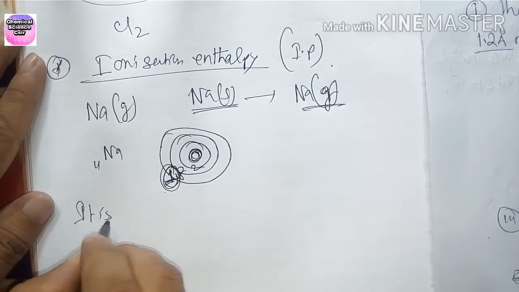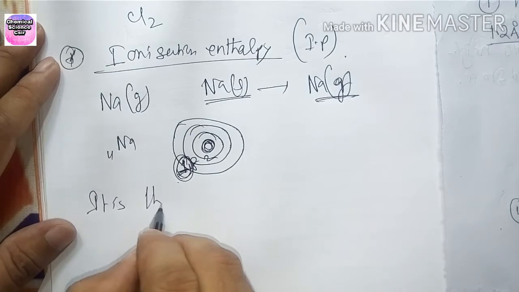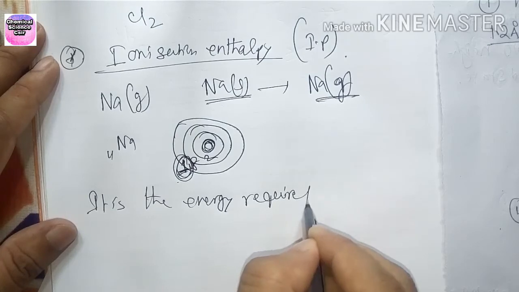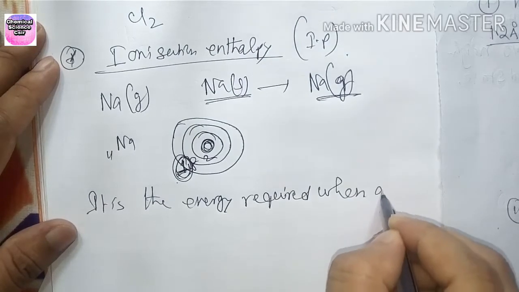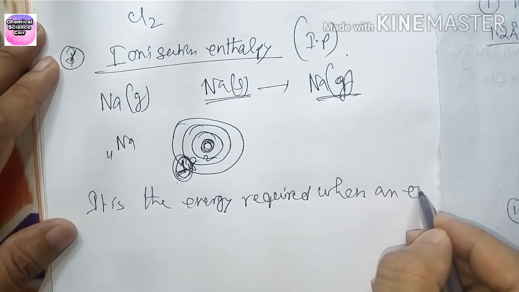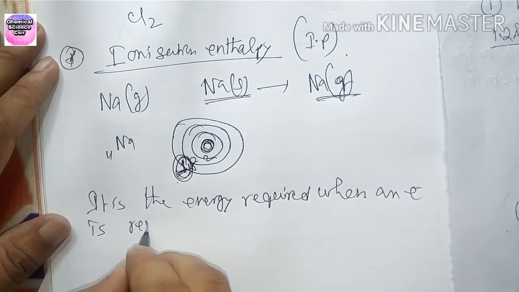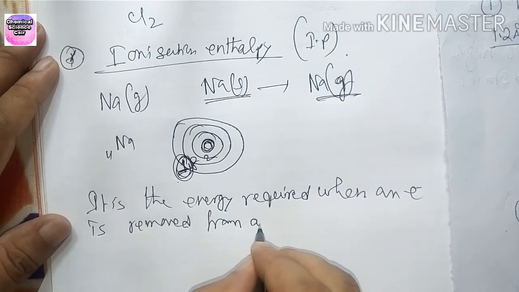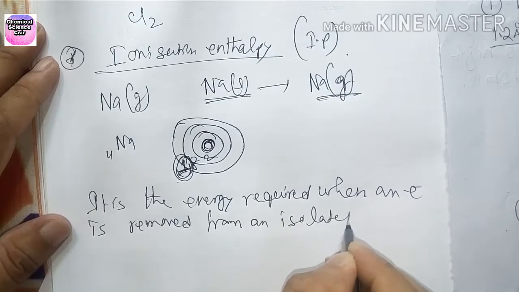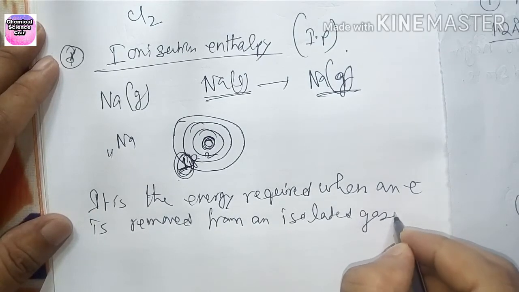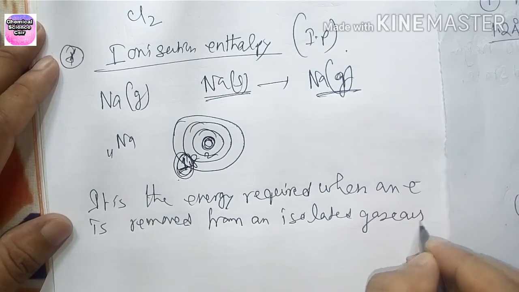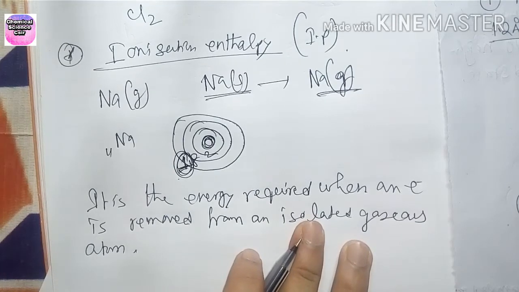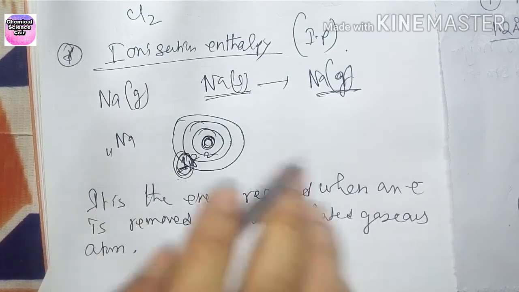So how to write the definition: it is the energy required when an electron is removed from an isolated gaseous atom. Okay, so this one, understood? So this definition is very easy.